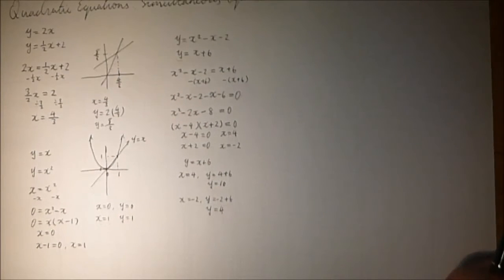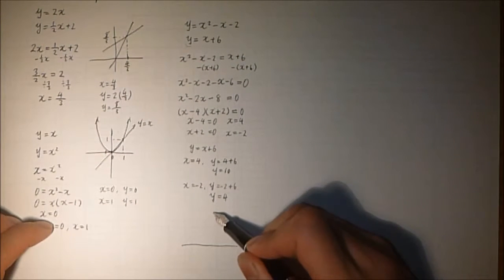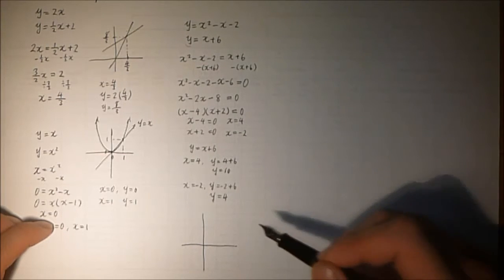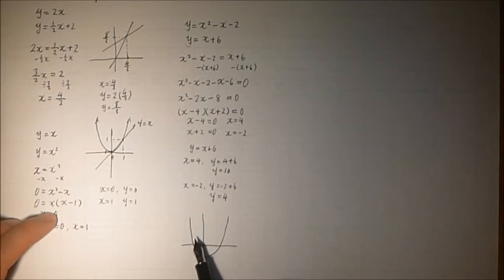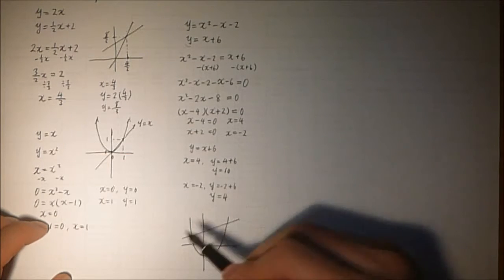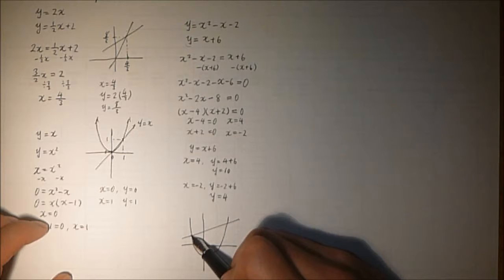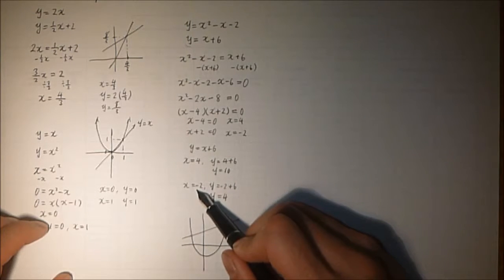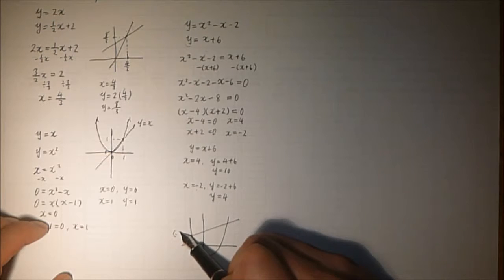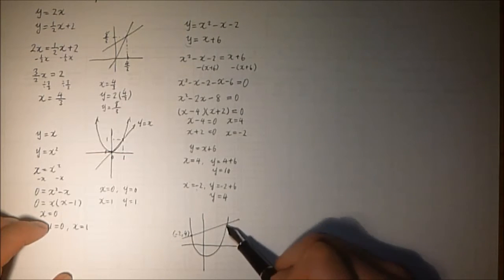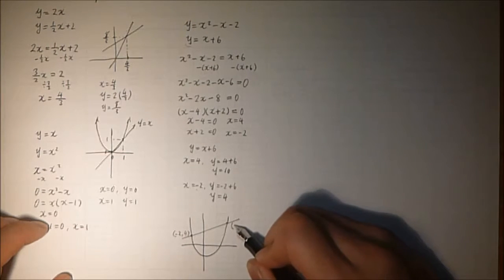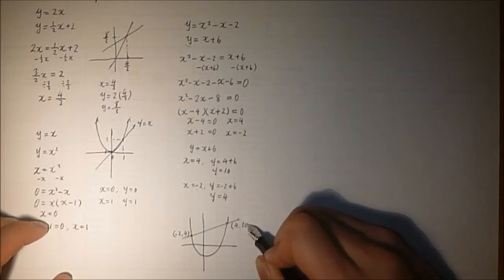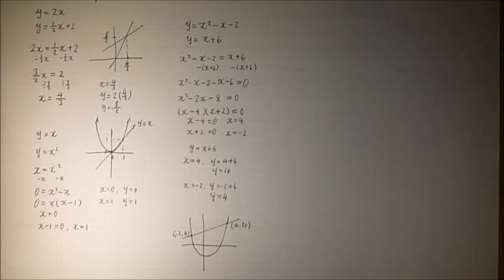What this means is that if we have a parabola and a straight line, apologies, the parabola will look something like this. The straight line will look something like this. And the first intercept, x equals negative 2 and y equals 4, will be somewhere here. And this point here, the second intercept, would be x equals 4 and y equals 10. So here are our two intercepts.